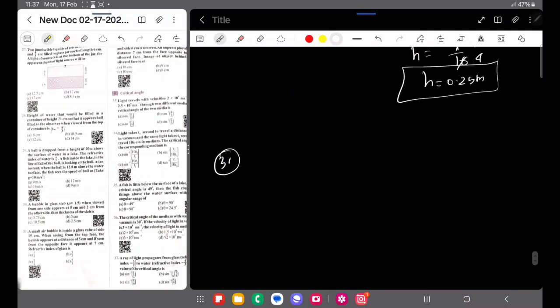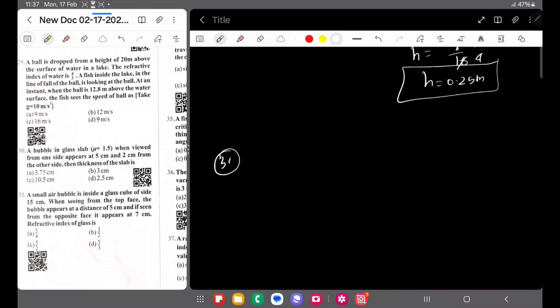Now look into question number 31. We have a small air bubble inside of a glass cube of side 15 centimeter. We have a glass cube. When it is viewed from the top, a bubble appears at a distance of 5 centimeter. So the apparent height of the bubble is 5 centimeter when the bubble is being viewed from the top surface. When the same bubble is viewed from the bottom, it appears to be located at, sorry, 7 centimeter. So we know the two apparent depths of the air bubble, and we know the side length of the cube also, it's 15 centimeter. The question is about the refractive index of the glass.